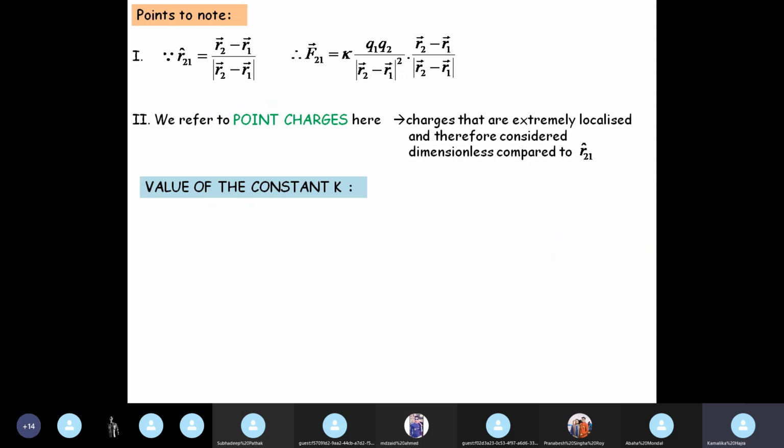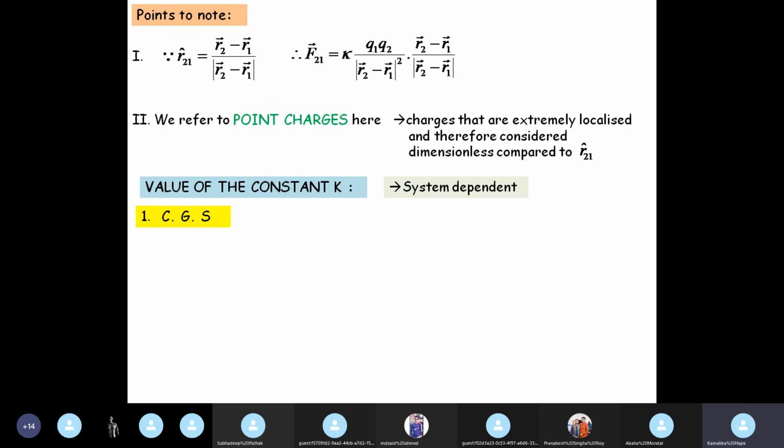Now it is very important to know the value of the constant kappa or k, that is the proportionality constant. And you must remember that this value is system dependent. It depends on the system or the medium in which you are considering the charges. So if you are in vacuum, k will have some value. If you are in air, it will have some other value. If you are in water, it will have some other value. So the value of the constant kappa is dependent on the medium in which you are working.